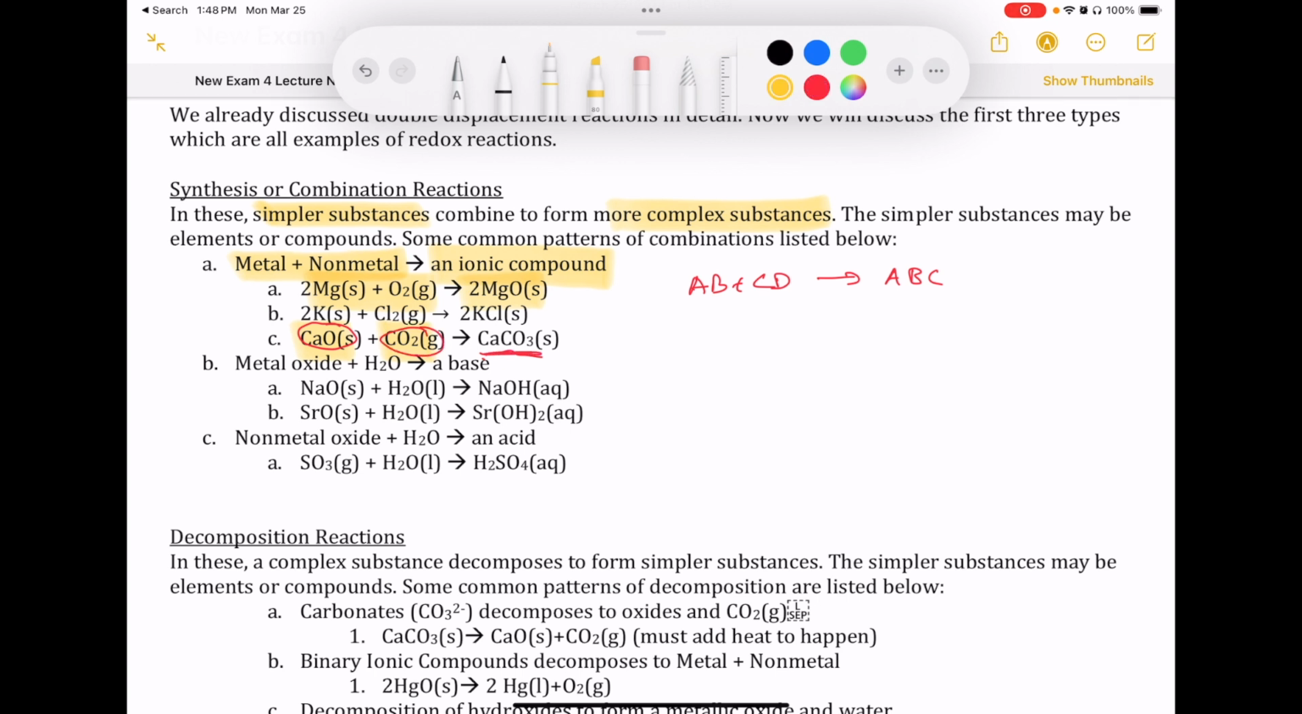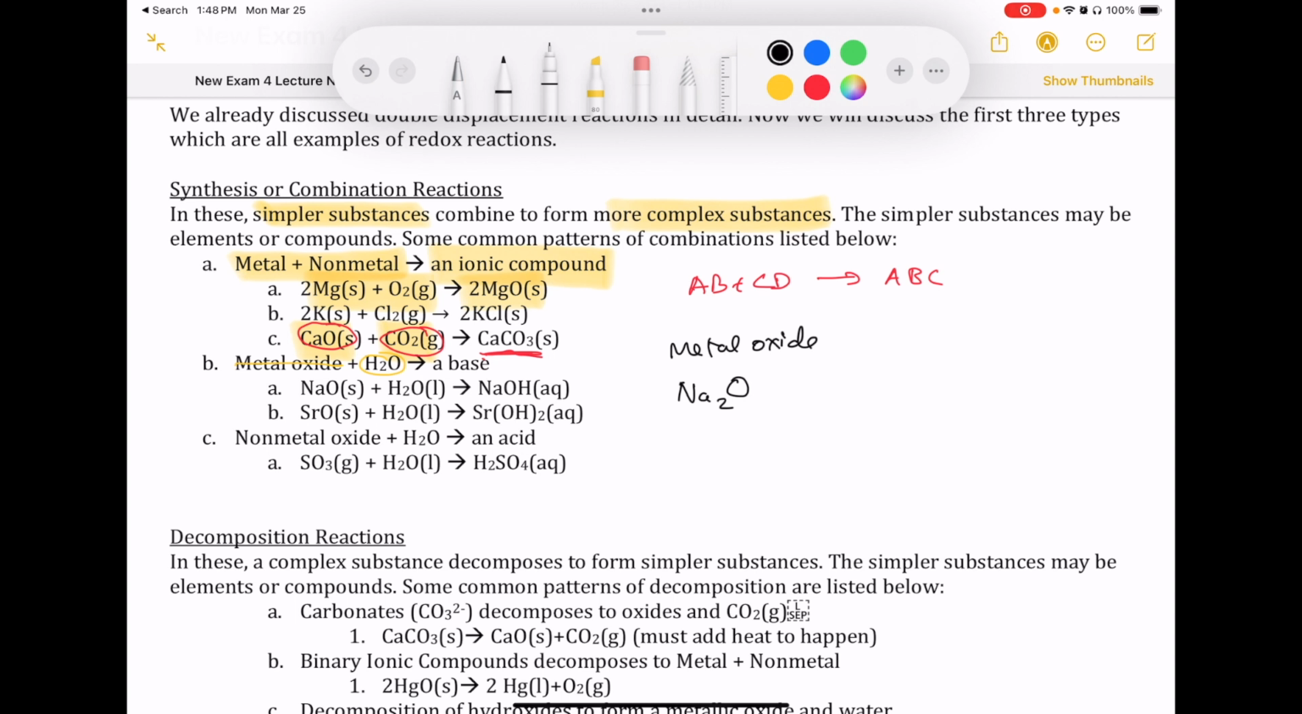You can also have a metal oxide, and that could react with water. And when you do that, you can have a base. Okay, so what is a metal oxide? A metal oxide is basically a compound where you have a metallic element combining with oxygen. So for example, Na2O would be an example of a metal oxide.